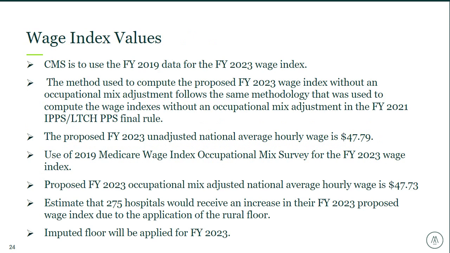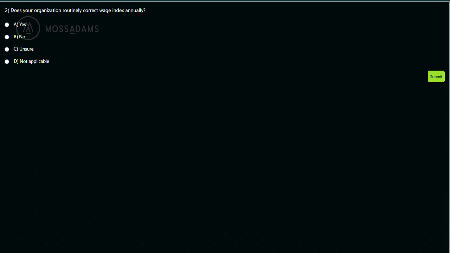So to wrap up the section, the final 2023 unadjusted national average hourly wage is $47.79. And with occupational mix included, it's $47.73. There's an estimated 275 hospitals that are receiving an increase in their 2023 wage index as a result of the application of the rural floor and the imputed floor, which had been eliminated, I think, a couple of years ago and then reinstituted, and continues in 2023. So with that, I'll turn it over to Amy to cover our second polling question.